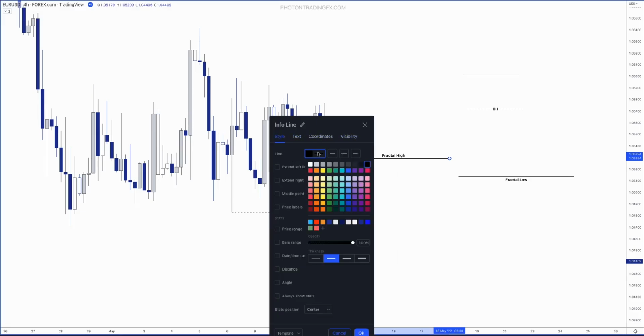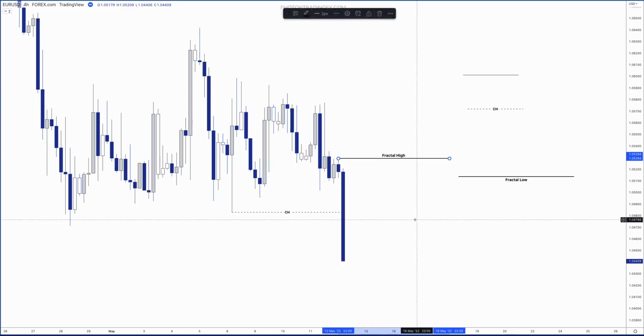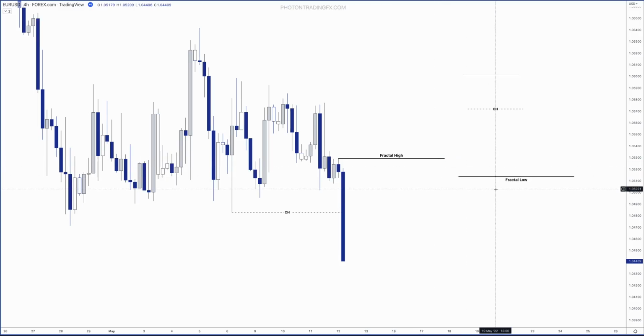And then the style, you can change the thickness of the line. You want dashed, dotted, all that fun stuff. I'll let you play around with it, okay? Cool, so that's the fractal high. And obviously this will be the fractal low at the moment, but I'm not going to map that on until we actually get our fractal pullback.